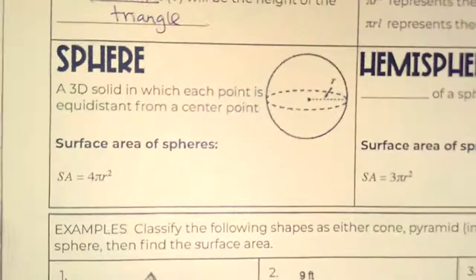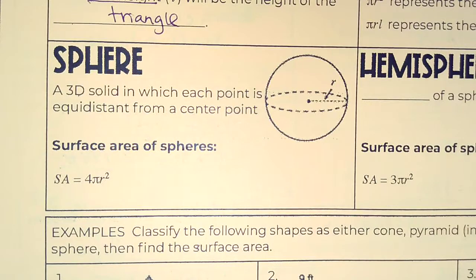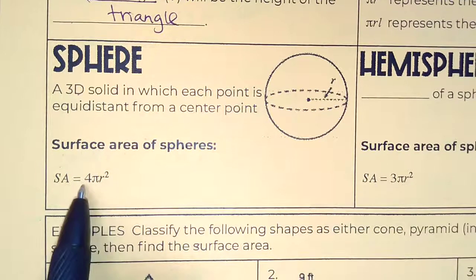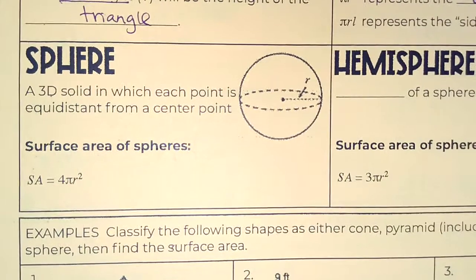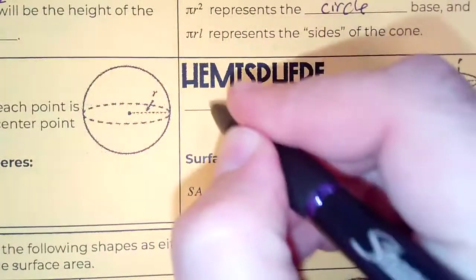A sphere is a 3-dimensional solid where each point is equidistant from the center. So if you think of any ball, it's a sphere, 3-dimensional circle shape. That's represented by the equation 4 pi r squared, where r is still your radius. A hemisphere is a half of a sphere.